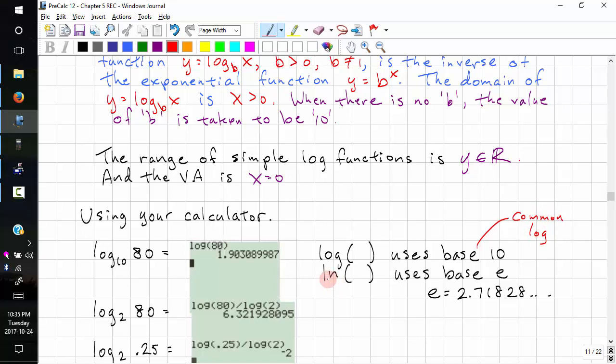If we use the ln button, this uses a base of e, and e is approximately 2.71828, and this is called the natural log. And when you learn calculus, you'll understand why we want to use the natural log.